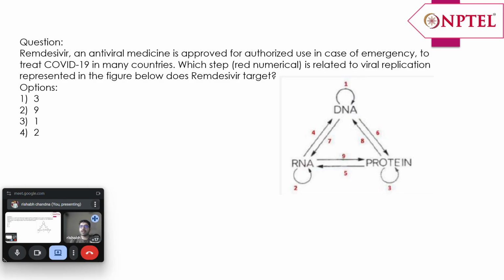Remdesivir, an antiviral medicine, is approved for authorized use in case of emergency to treat COVID-19 in many countries. Which step in this red numerical, related to the viral replication represented in the figure given below, does remdesivir target?